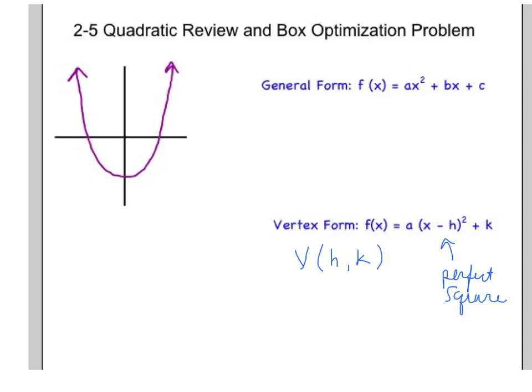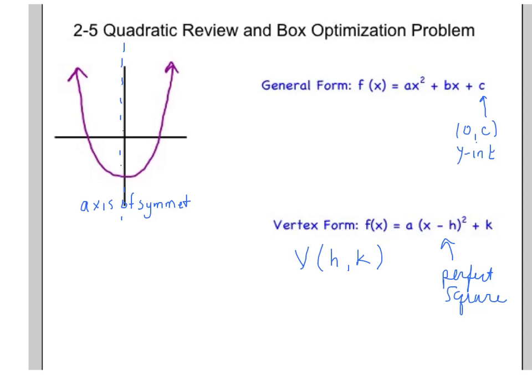In the general form of an equation, this c value right here, (0, c), is always the y-intercept. So that's something that you can get from general form that you can't from vertex form. Also, remember that a parabola is symmetrical about an axis. This particular one is symmetric about the y-axis, but it is always symmetric about something. This is called the axis of symmetry.